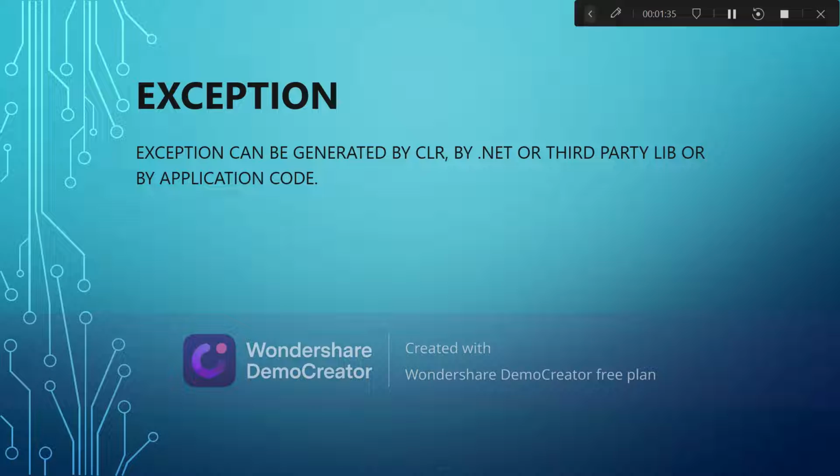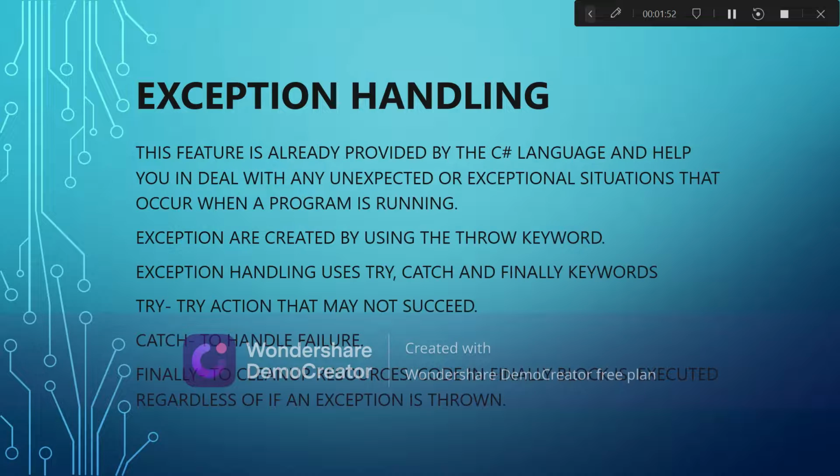Exceptions can be generated by the CLR, the common language runtime, by the .NET or a third-party library, or by the application code. An exception can also be generated if we try to access a file which does not exist, then we may get a file not found exception. So how can we handle the exception?